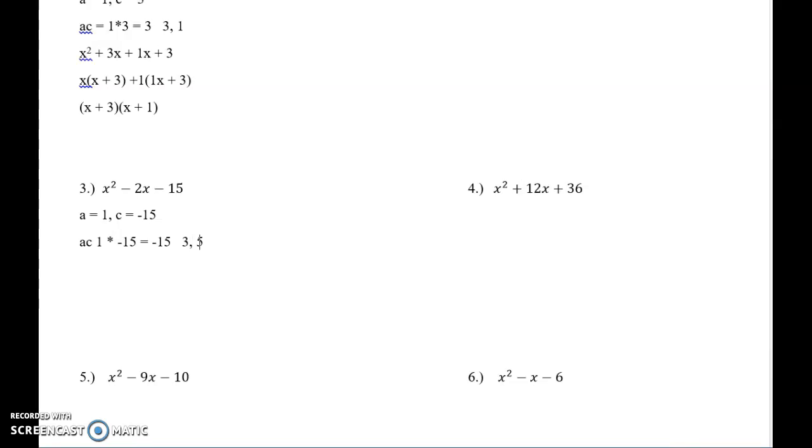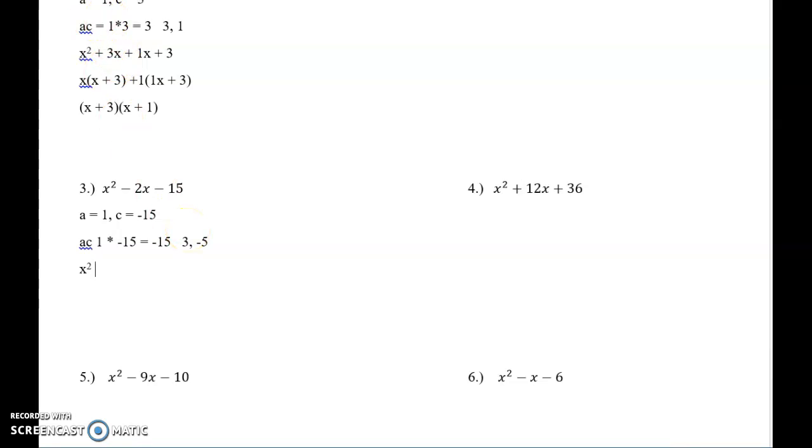Okay, so let's write 3 and 5. So I need it to be negative 15. That tells me one of those needs to be negative. And whichever one is going to be the negative, when I add those together, I need to end up with a negative 2. So I can either have negative 3 plus 5 or 3 plus negative 5. Well, if I have negative 3 plus 5, I'm going to end up with positive 2. 3 plus negative 5 is going to give me negative 2. So I'm going to put the negative over here, and then I'm going to substitute in. So x squared, that part doesn't change.